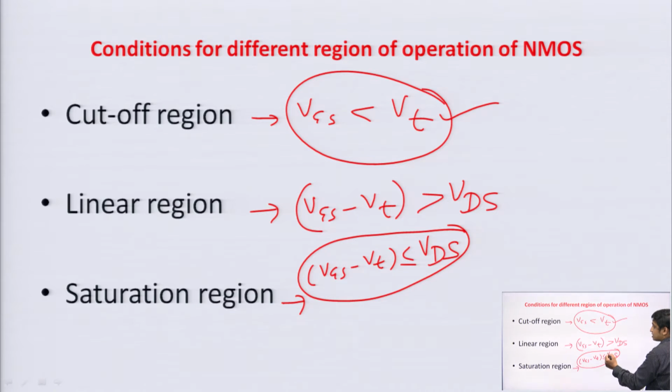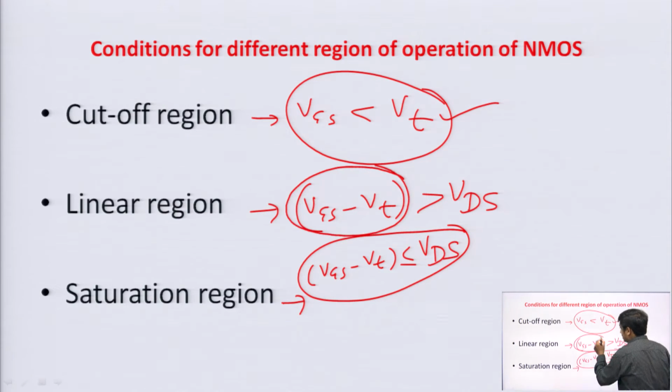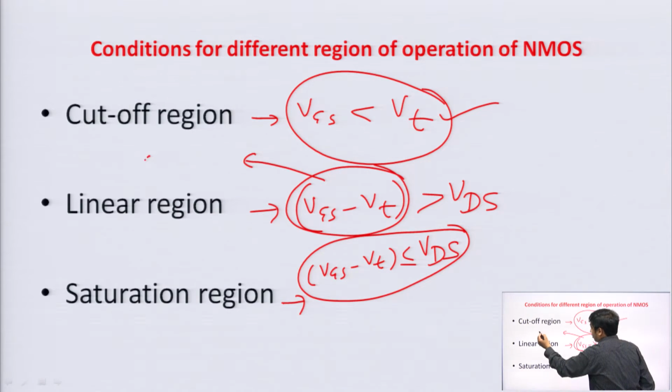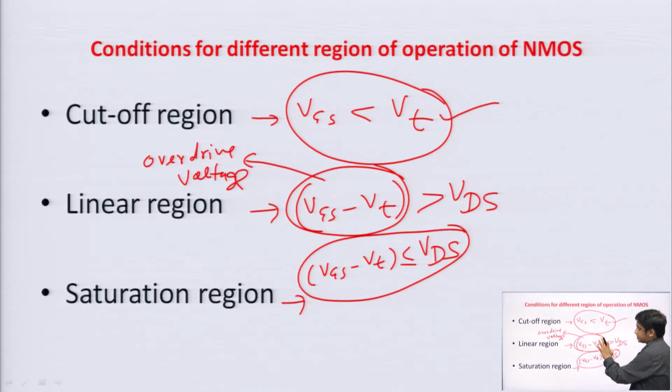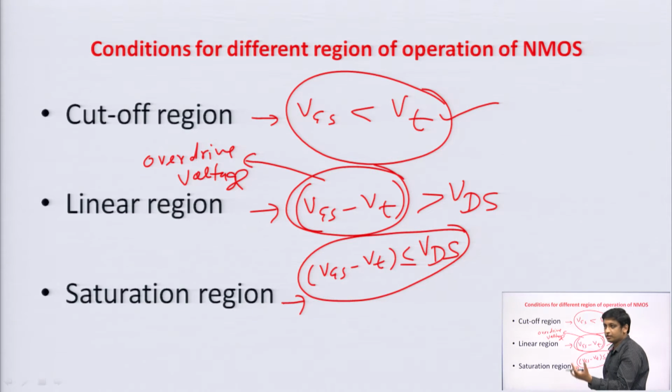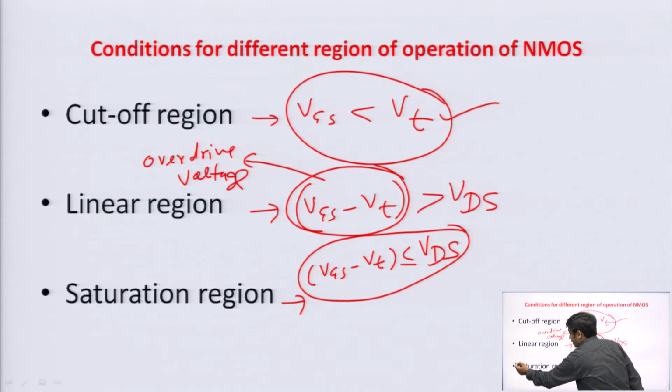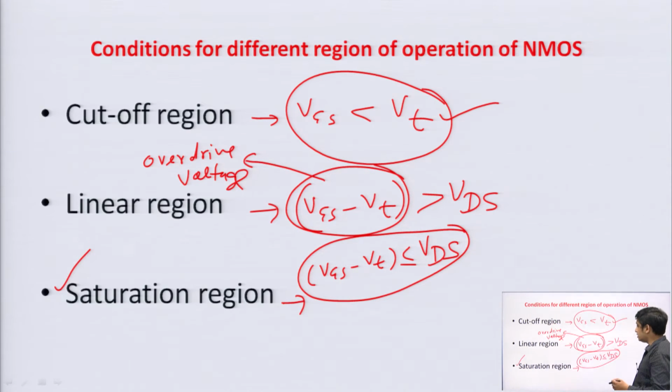This VGS minus VT is called overdrive voltage. So, these are the operating conditions for different regions of operation. These conditions are important, because if we need to design an amplifier, then we have to make sure that the MOSFET should be in saturation. For that, your drain to source voltage should be greater than or equal to VGS minus VT, that is the overdrive voltage.